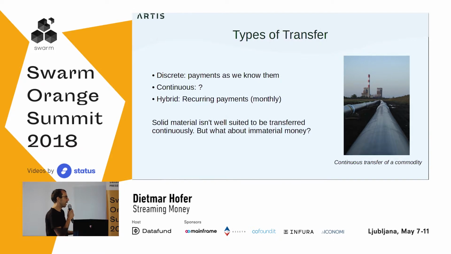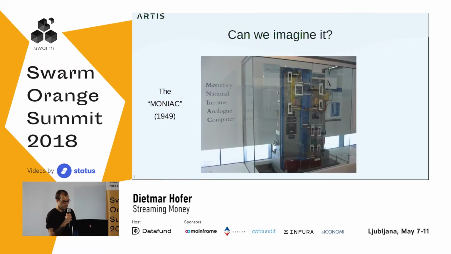I put this picture of a pipeline. We have that for things like gas or oil, but that's not really money. And hybrid, I would say recurring payments somehow emulate that. So that's for relations which are continuous, but we emulate continuous payments with recurring discrete payments. So the question is, could we imagine it otherwise?